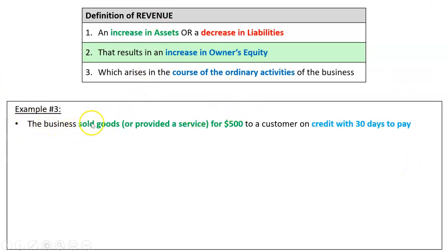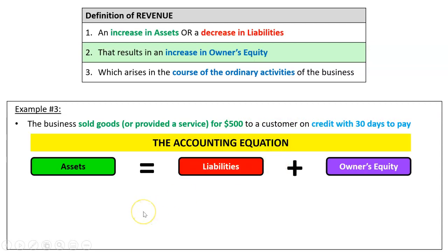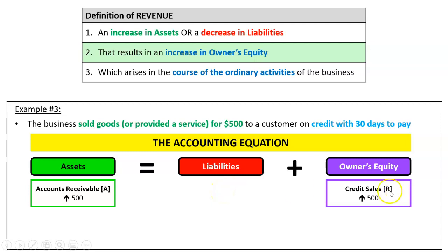Let's apply our definition to example number three. The business sold goods or provided a service for $500 to a customer on credit with 30 days to pay. Let's apply our accounting equation. Now, does assets go up here? It does. An asset called accounts receivable will go up 500. No other assets going down. No liabilities going up or down. Overall, owner's equity is going to increase $500 because that is a revenue.